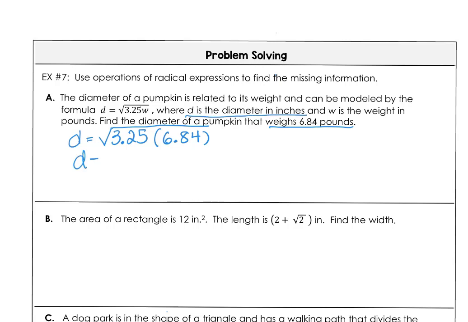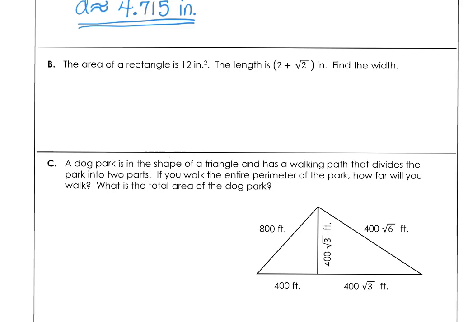So the diameter is radical 3 1/4 times 6.84, and I'm getting an answer of 4.715, and that would be the diameter of my pumpkin in inches. Let's look at part B. The area of a rectangle is 12 inches squared, and the length is 2 plus the square root of 2 inches. We want to find the width.